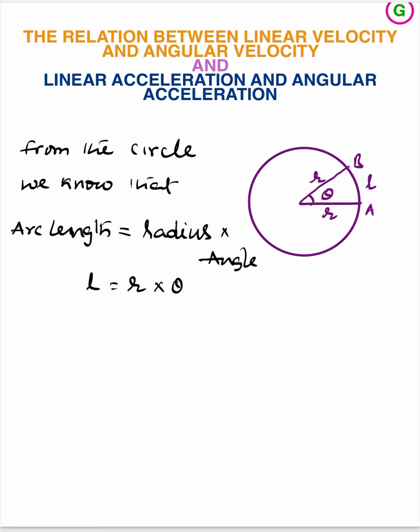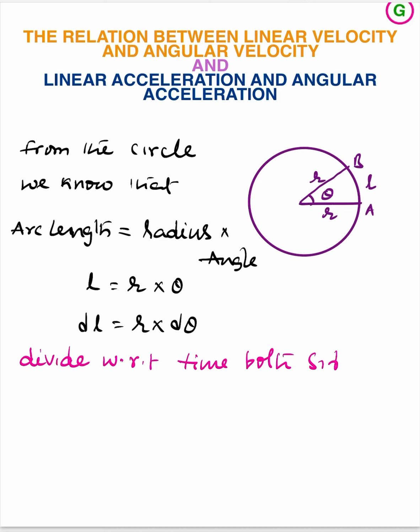Suppose the particle moves further beyond B, what will change? L will change and theta will change. So the possibilities are dL equals R into d theta. R is the radius, which remains constant. Now divide with respect to time on both sides. So dL by dt equals R into d theta by dt.